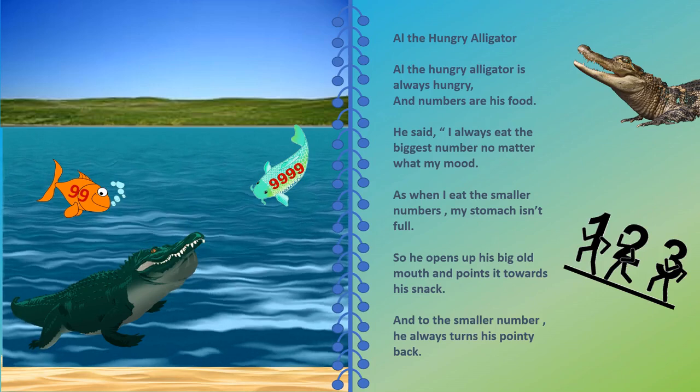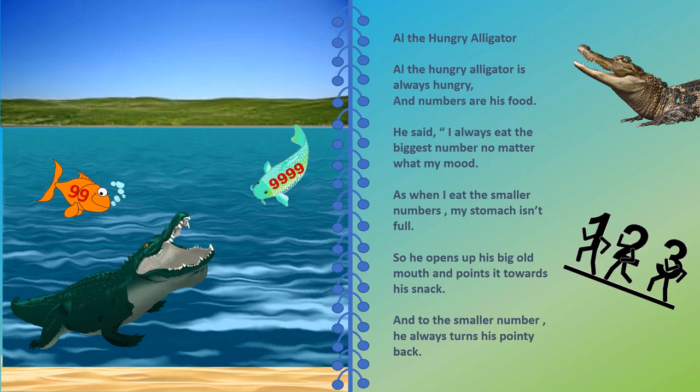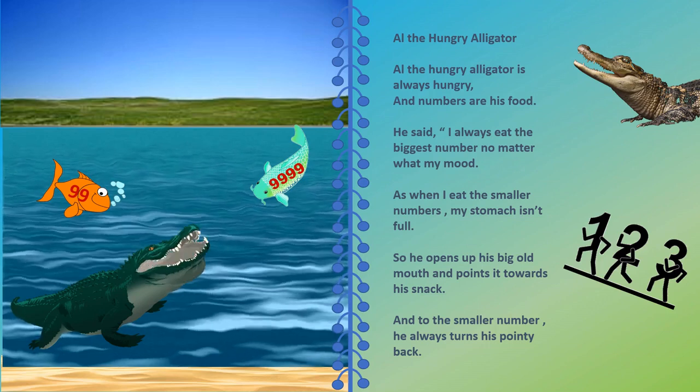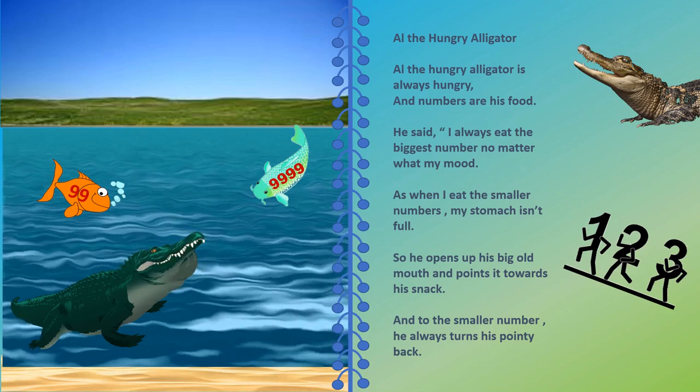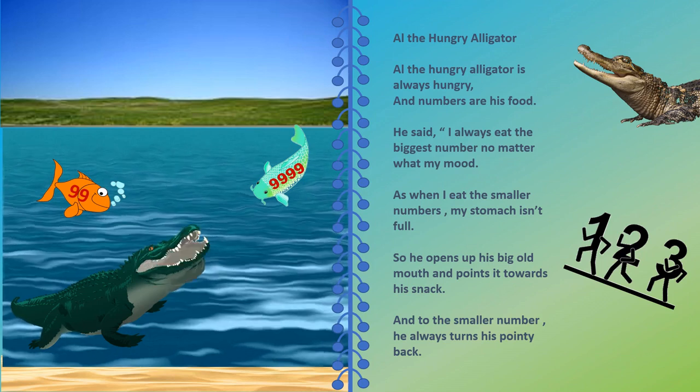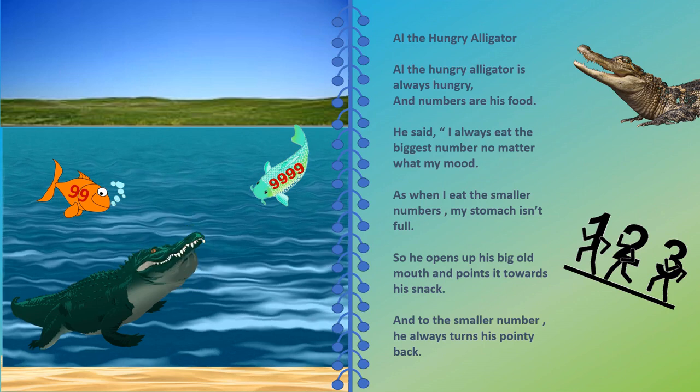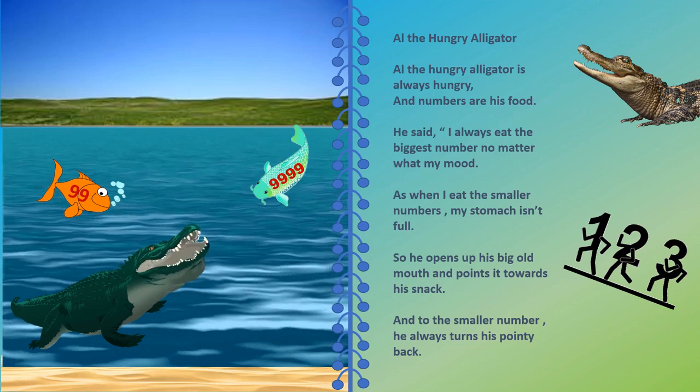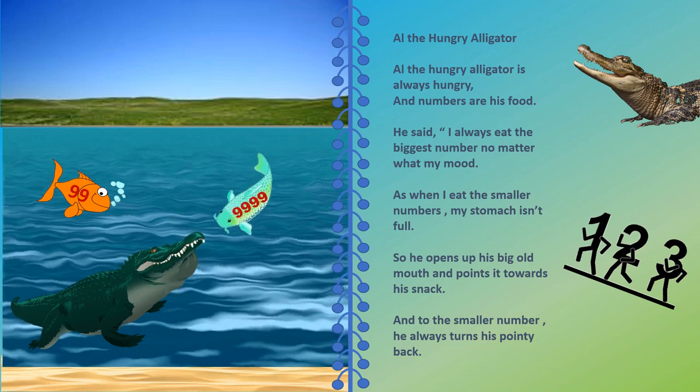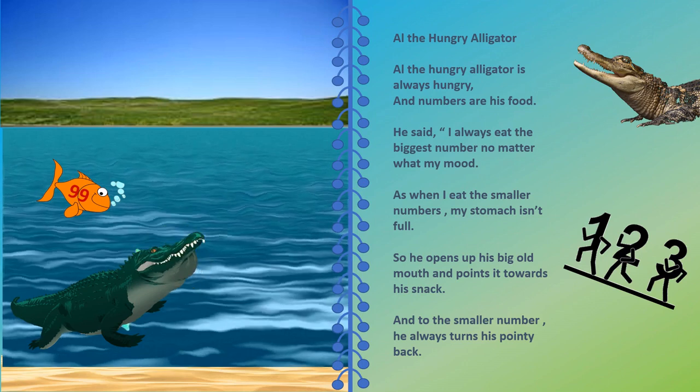Al, the hungry alligator. Al, the hungry alligator, is always hungry, and numbers are his food. He said, I always eat the biggest number, no matter what my mood. As when I eat the smaller numbers, my stomach isn't full. So he opens up his big old mouth and points it towards his snack. And to the smaller number, he always turns his pointy back.